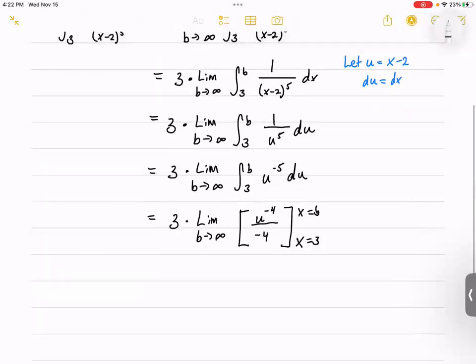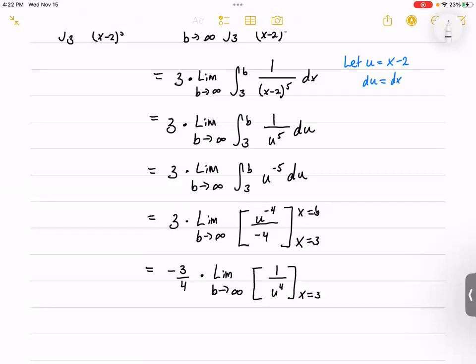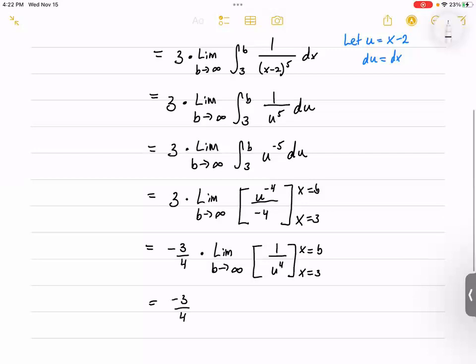All right, so the negative 1 over 4, essentially, you can pull it out of the limit as well. So this will give us negative 3/4 times the limit as b approaches infinity of 1 over u to the fourth power, from x equals 3 to x equals b. Now, be careful. I can't say, well, since I have 1 over u to the fourth, I will have 1 over b to the fourth power minus 1 over 3 to the fourth power. What I'll need to do is rewrite this u in terms of x. So this will give us negative 3/4 times the limit as b approaches infinity of 1 over x minus 2, from x equals 3 to x equals b.